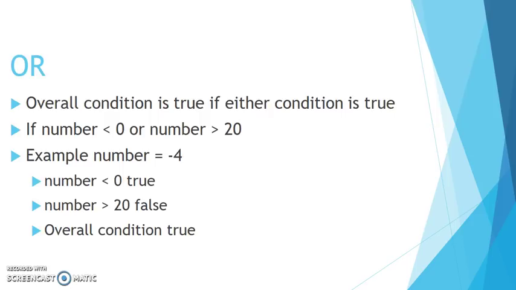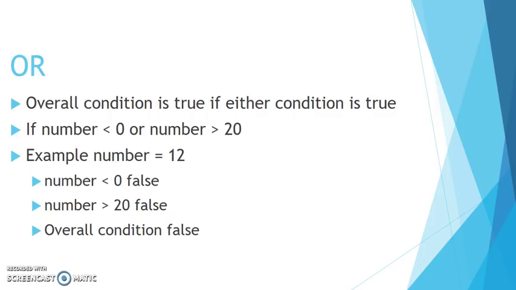So again, let's look at each condition separately, see does it evaluate to true or false, and then we look at the overall condition. So is -4 less than 0? Well, that evaluates to true. Let's look at the second condition, which is -4 greater than 20. Well, that's false. But remember, when we've got an or statement, it is true if either condition is true. So we have our first condition is true, the second condition is false, so the overall condition is true.